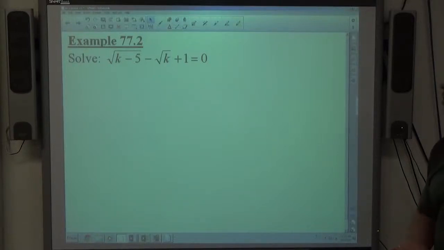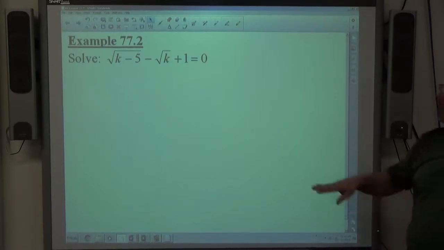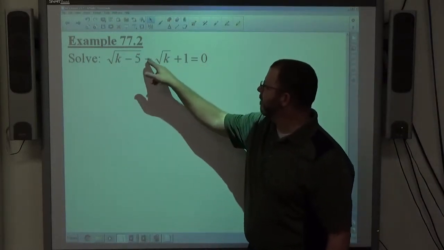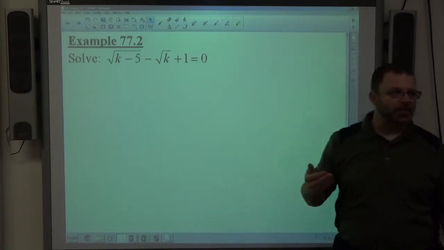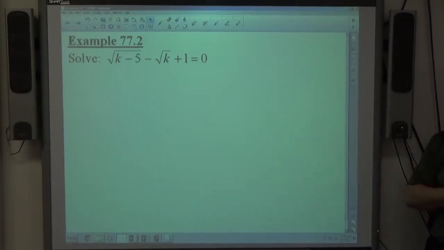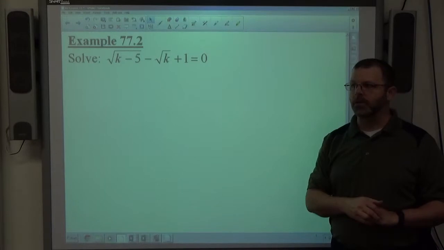Okay, moving on to example 2. This has square roots again instead of cube roots, but it's got 2 of them. We have the square root of k minus 5 minus the square root of k plus 1 supposed to equal 0. Our first task is always to isolate the radical, but now we've got 2 radicals, so I can't really isolate the radical.